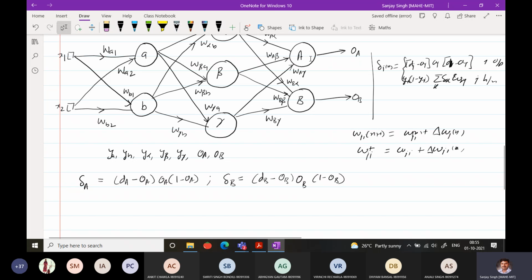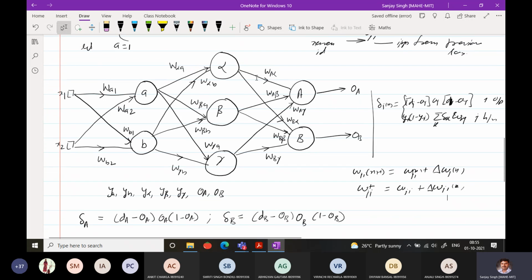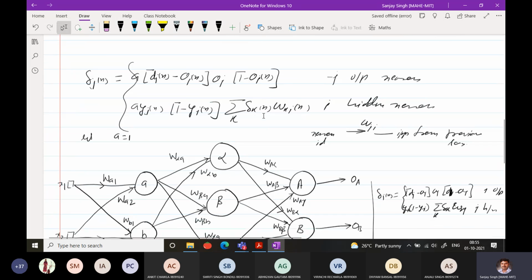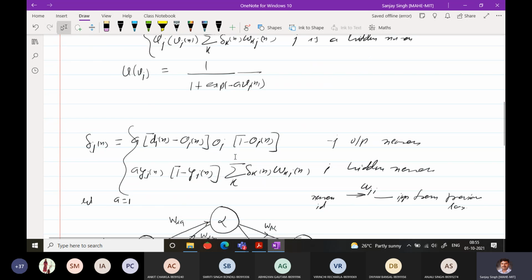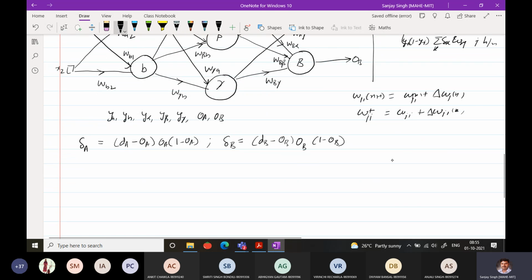Now, when the local gradient is available, delta A, delta B, how do I propagate this error? The changes in synaptic weights happen because during the forward pass, no change happened. Whatever the initial weights were, you have calculated YA, YB, etc. Now, once the error is available, how do I propagate back so this change in synaptic weight happens? Because change in synaptic weights, you know, delta wji equals eta delta ji. This particular formula will be remembered.